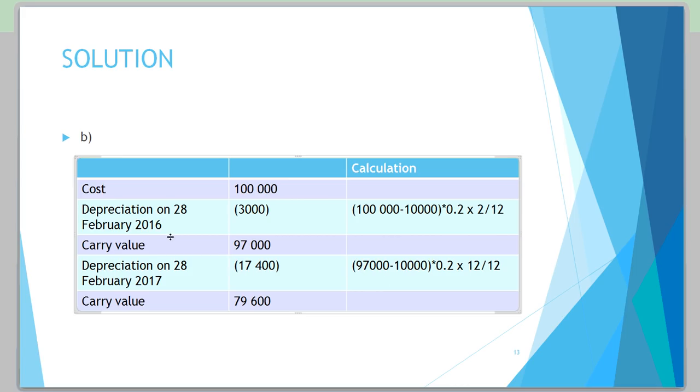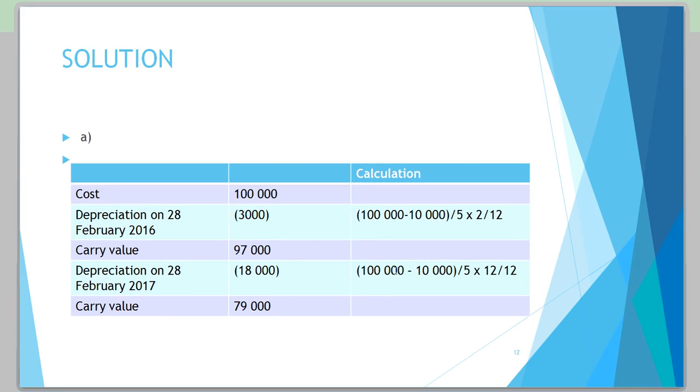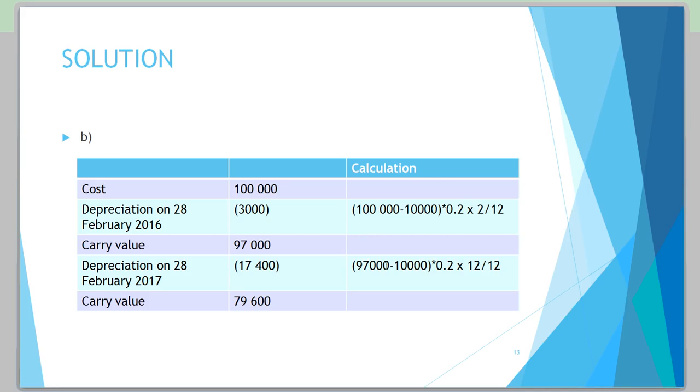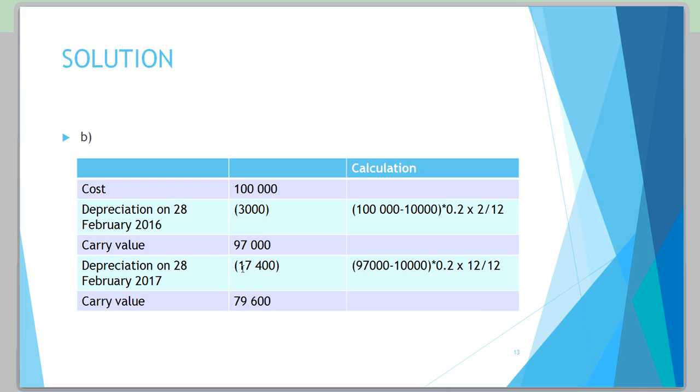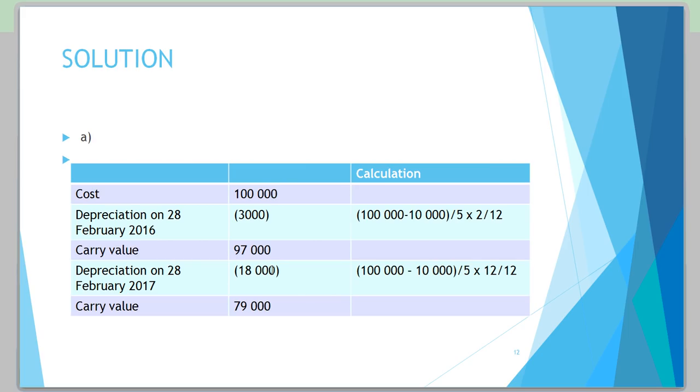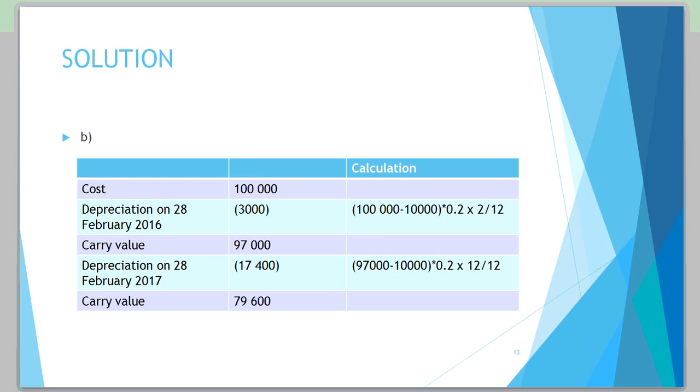So can you see the difference between the straight line method and the reducing balance method? On the straight line method, depreciation is always written off on the cost price. But with the reducing balance method, depreciation is always written off on the previous carrying value that had been calculated. Then we have calculated 17,400 depreciation, and the carry value is then 79,600, which also differs from when the straight line method was applied.